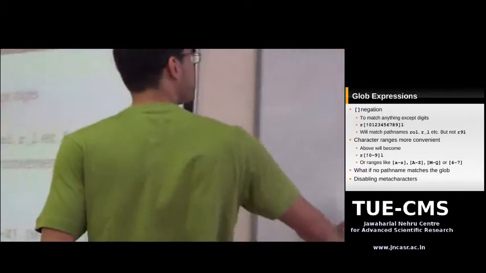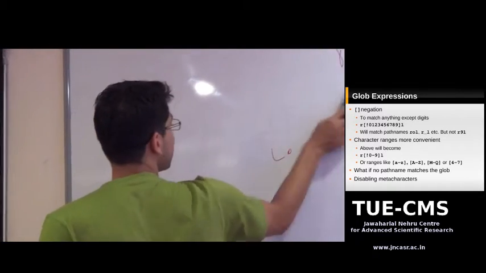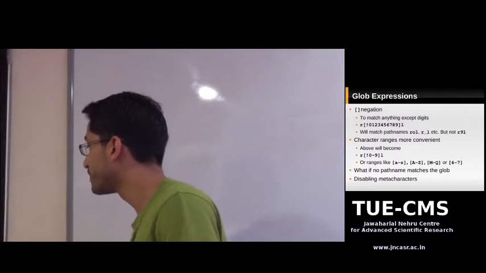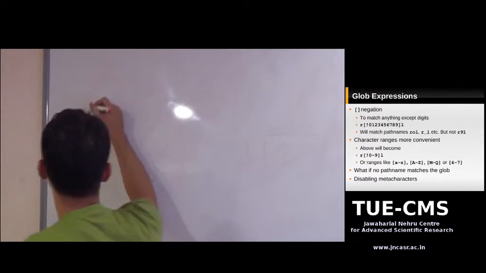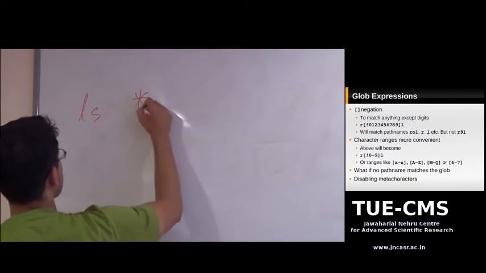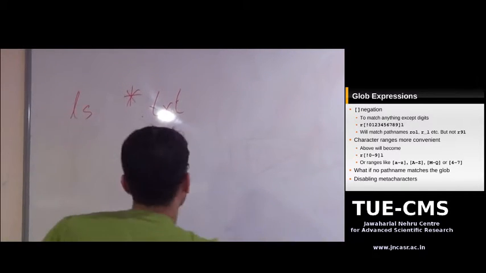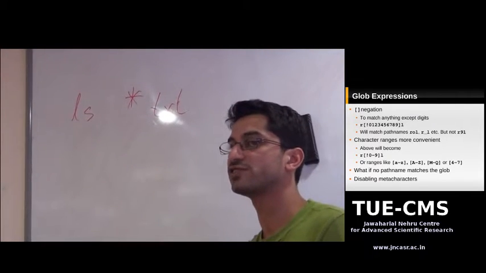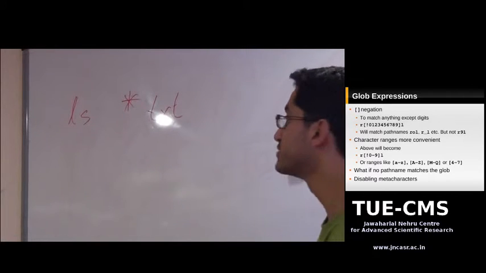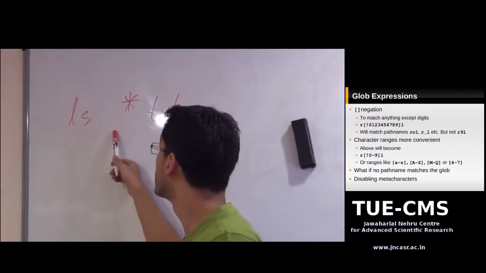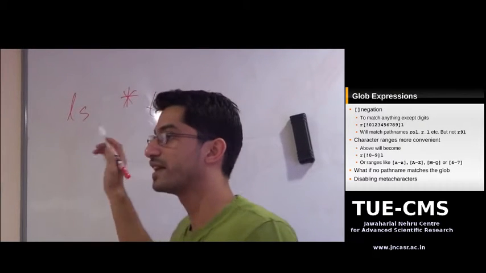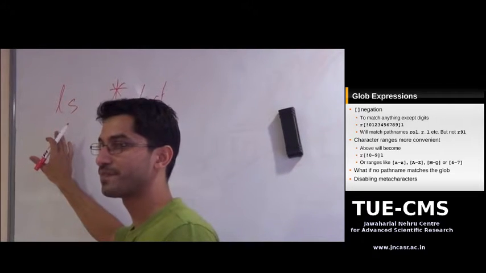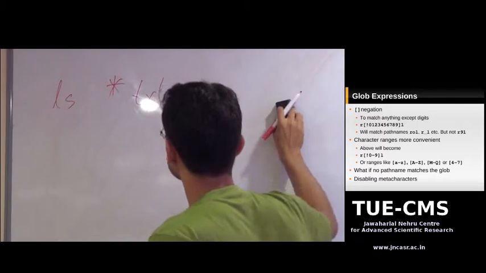Now what happens if you don't have a file which is matching that glob? Suppose you did ls and star.txt. Now suppose you looked at your directory, you did ls in your directory, and there's no file which is ending with txt. What would the shell expand this to? In that case, the shell would find that there's no file matching star.txt, and it would pass the star as a literal to the command. Got it? I'll show you.